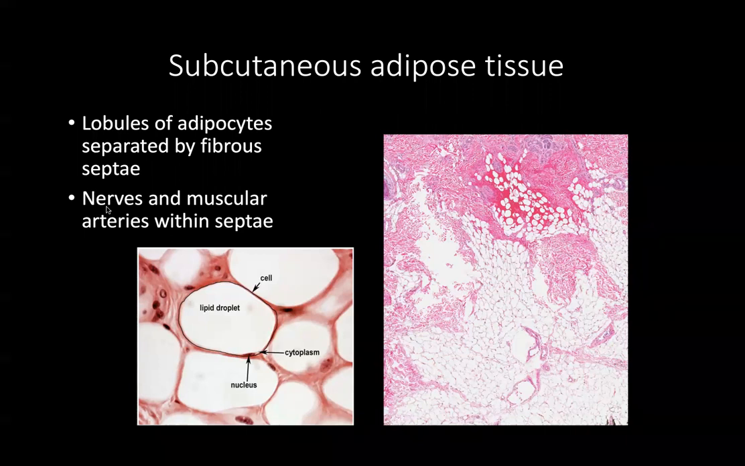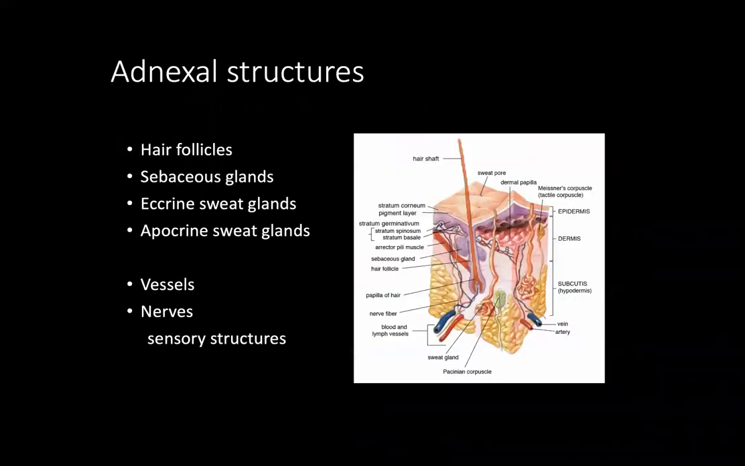Also remember that nerves and muscular arteries are within the septae of the adipocytes. So oftentimes if you've got a large vessel vasculitis, you need to get down into the subcu to be able to sample these larger vessels. Adnexal structures are very important to understand the normal histology of, because with every one of these normal adnexal structures, you could have a whole host of different types of adnexal neoplasms that can arise from them.